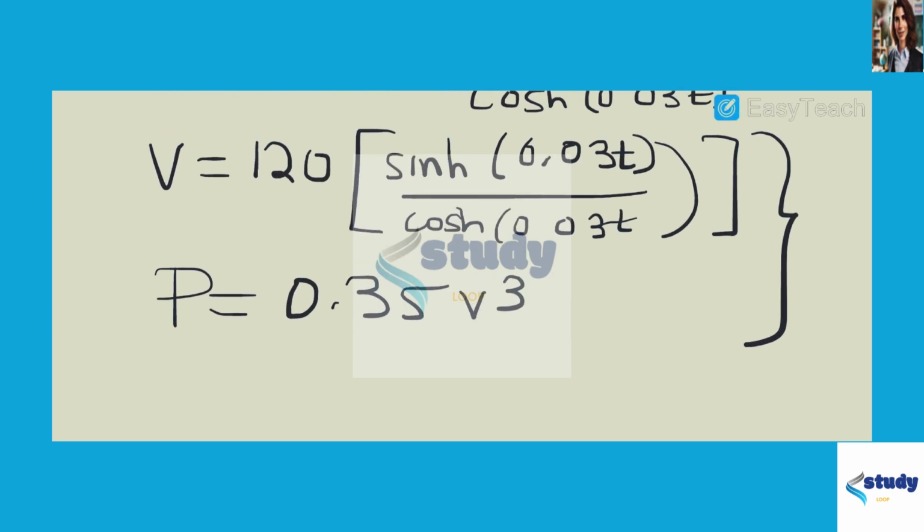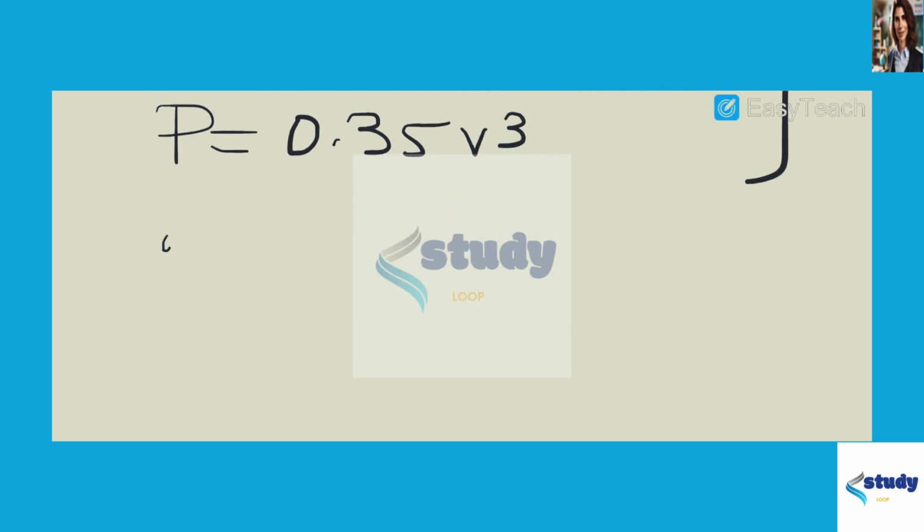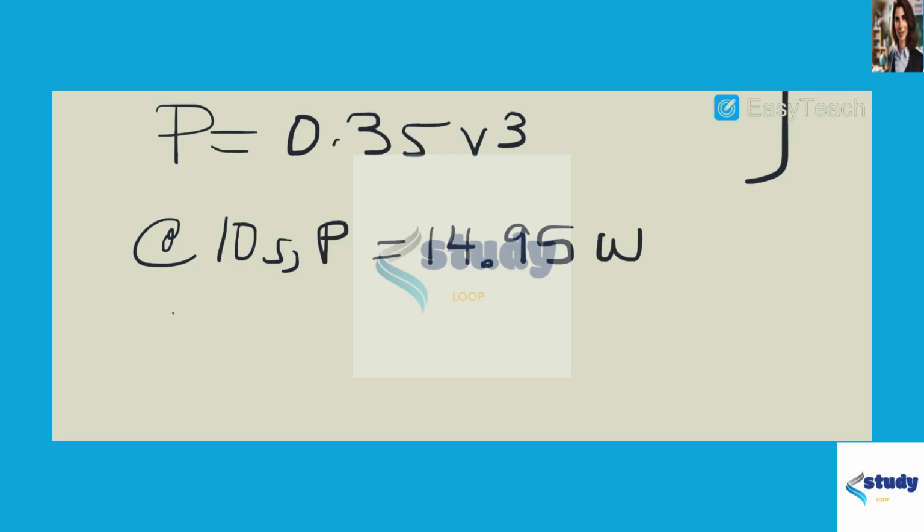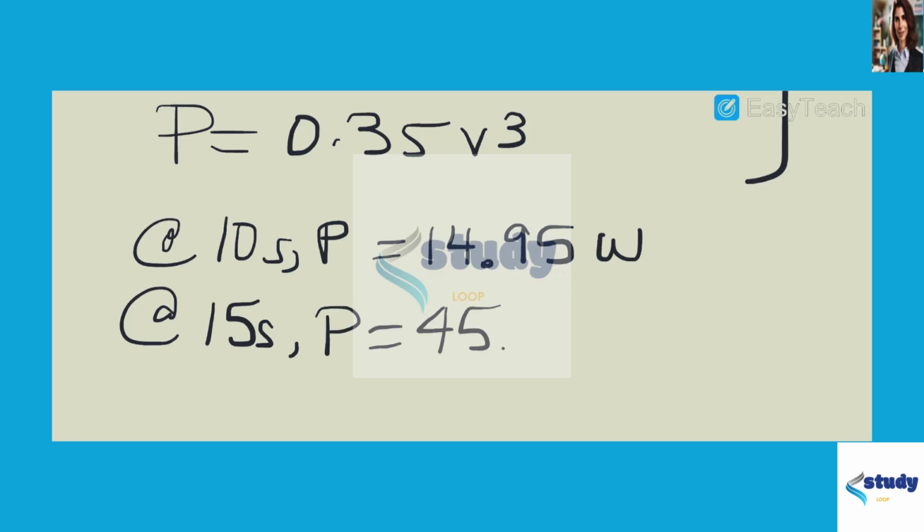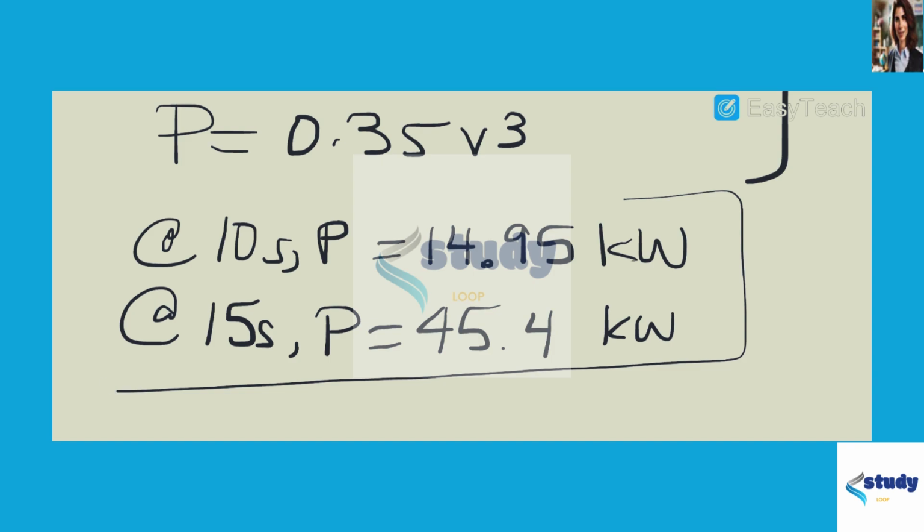So we can plug in 10 seconds to solve for the first one, and at 10 seconds we find that the power dissipated due to drag is 14.95 kilowatts, and at 15 seconds the power dissipated due to drag is 45.4 kilowatts. Should go ahead and change this to kilowatts. And that is our final answer.